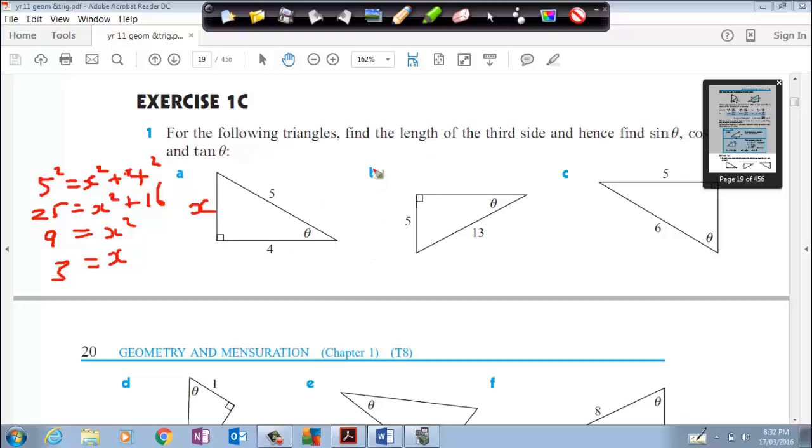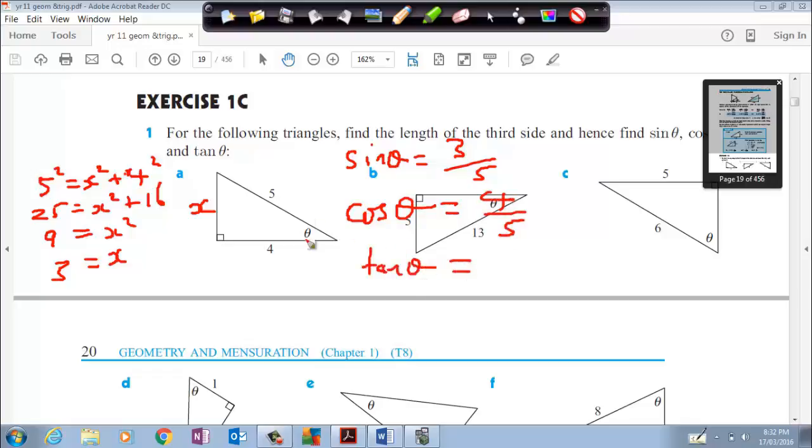Now that we've got the length of that side there, we can work out what it's asking for: sine, cos and tan. So sine theta equals opposite over hypotenuse, which is 3 over 5. Cos theta equals adjacent over hypotenuse, which is 4 over 5. And tan theta equals opposite over adjacent, which is 3 over 4. And you do the same for B and C.